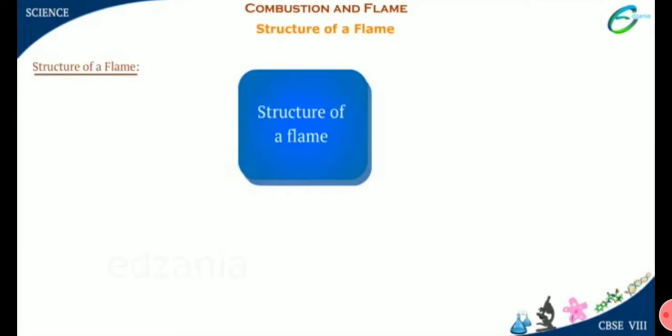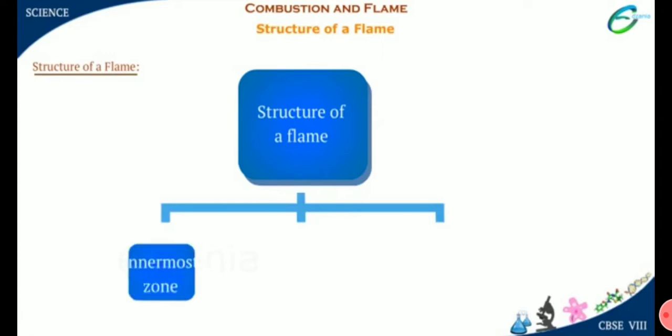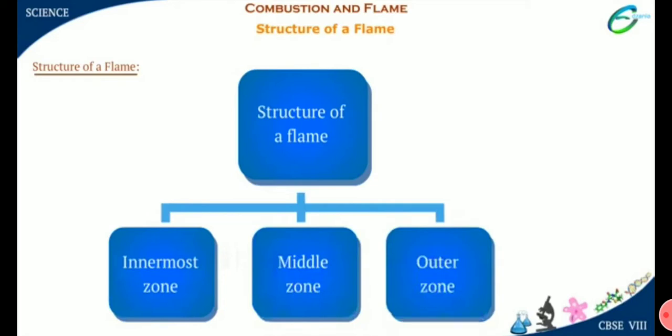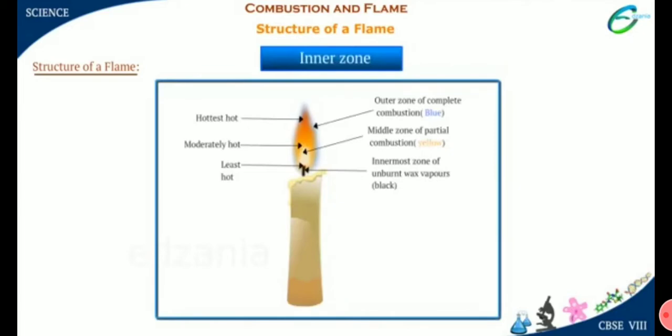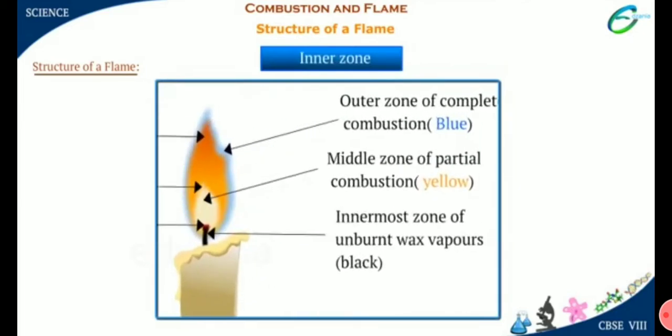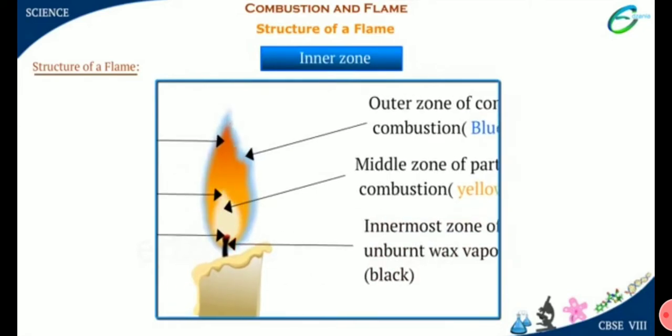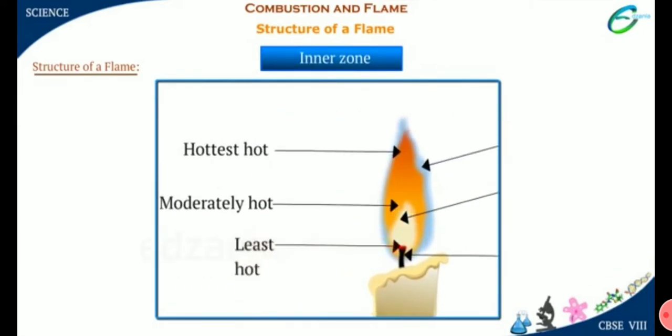Structure of flame. Observe the flame of the candle. We can notice that the flame of the candle has three regions: innermost zone, middle zone, and outer zone. The innermost zone has dark black vapors of wax. In this part, the vapors are not burnt and therefore it is the least hot region of the candle.